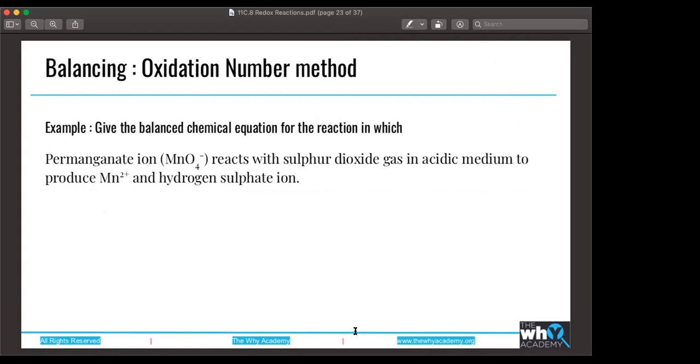All right. An example here: give the balanced chemical equation for the reaction in which permanganate ion reacts with sulfur dioxide gas in acidic medium to produce Mn2 plus and hydrogen sulfate ion. I'll do it on the whiteboard. So the first step is to write the skeletal equation. Permanganate ion reacts with sulfur dioxide gas. So what should my reactants be? Permanganate ion reacts with sulfur dioxide.